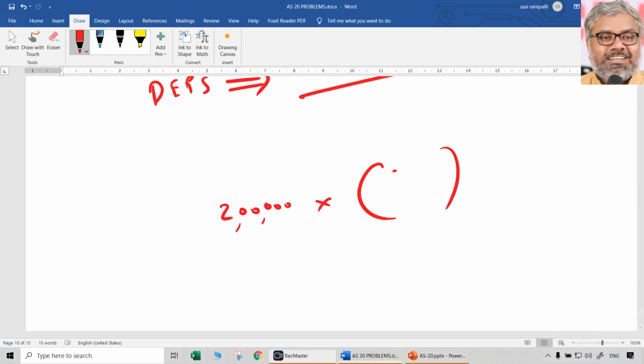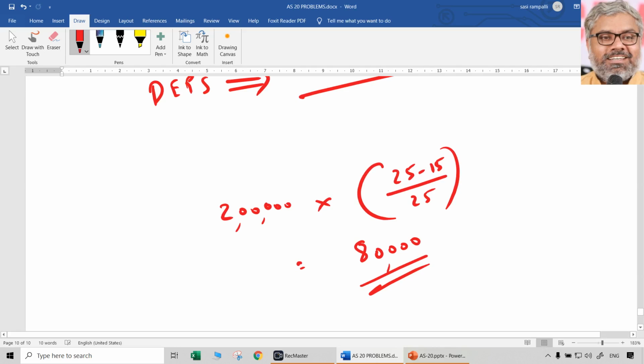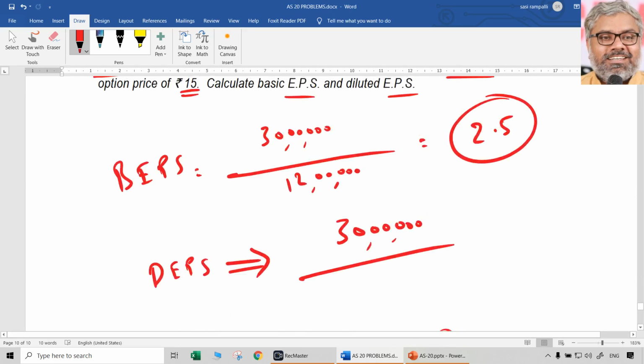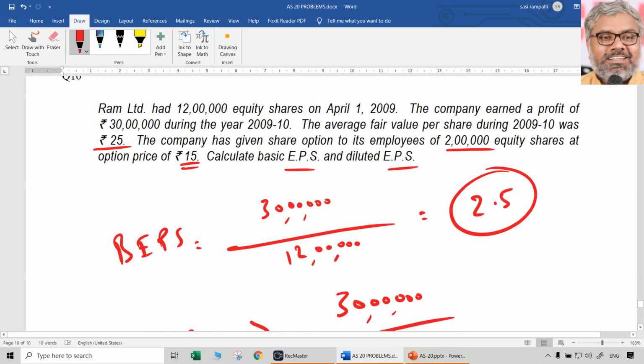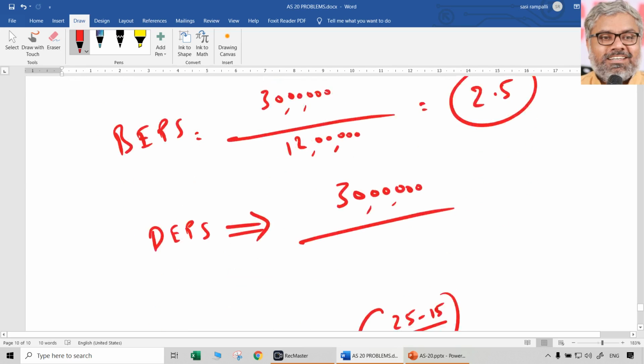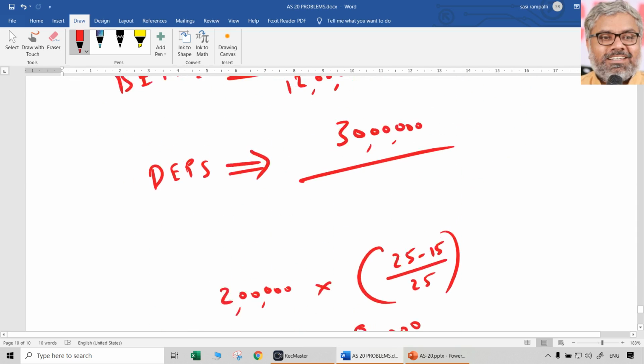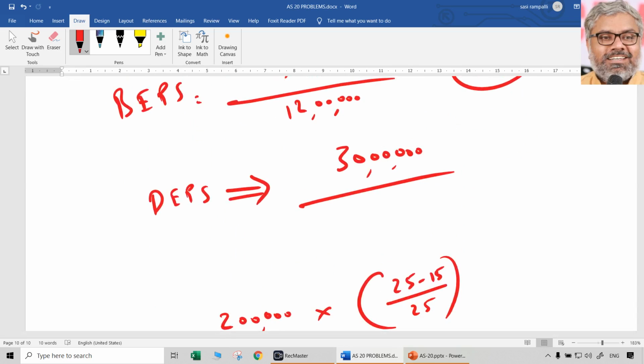dilution will be to this extent only: 25 minus 15 divided by 25. That means 10 by 25. To that extent, the dilutive capacity of them will be there. So 2 lakhs into 10 by 25 means 80,000 is the dilution potential that they have. Because to that extent only, the shares are issued below fair value, or offered to be issued, let us say. So 80,000 is the dilution possible. So 12 lakhs becomes now 12 lakhs 80,000. That's it.